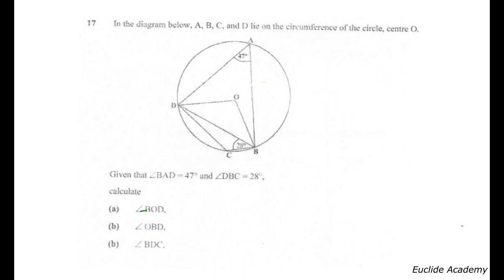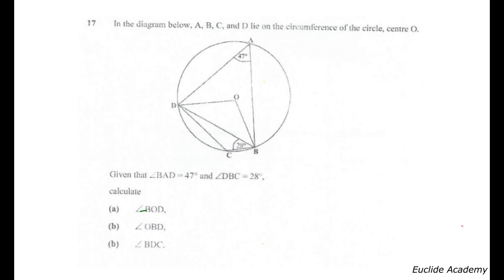So in this video, we're going to solve the 2020 GCE Paper 1 Mathematics question number 17 on circle theorem or circle geometry. So this one says, in the diagram below, A, B, C, and D lie on the circumference of the circle, center O. Given that angle BAD is equal to 47 degrees and angle DBC is equal to 28 degrees, calculate angle BOD. So we want BOD.